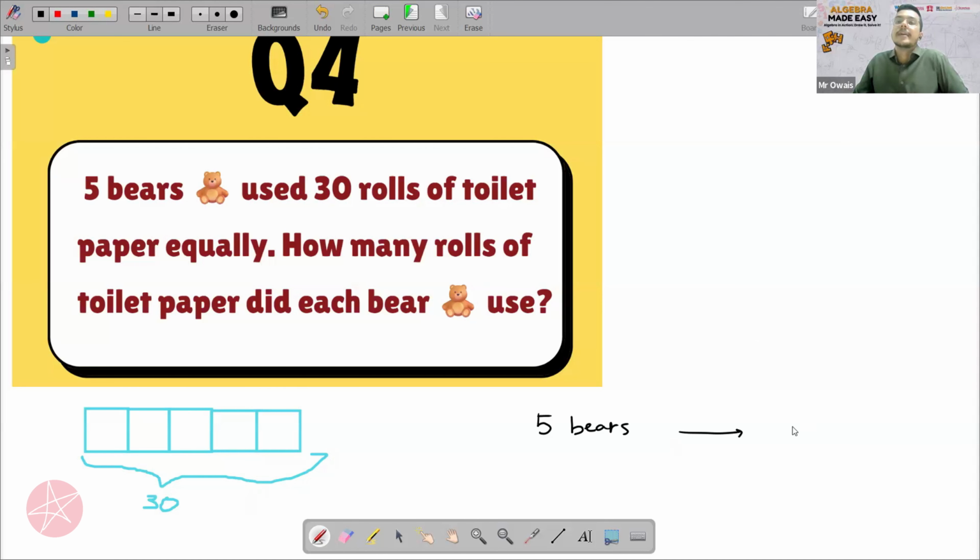Okay, 30 rolls. And then we want to write down how about, yes, perfect. So we draw it like this. We draw this 30 over here. So this is 30 rolls of toilet paper. So what about one bear, right? That is our objective. Our goal here is to find out how about one bear. So what is the operation that we need to do here, Lim?